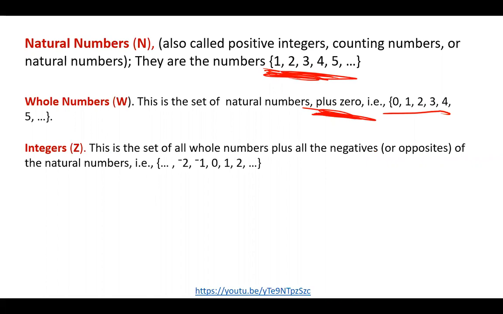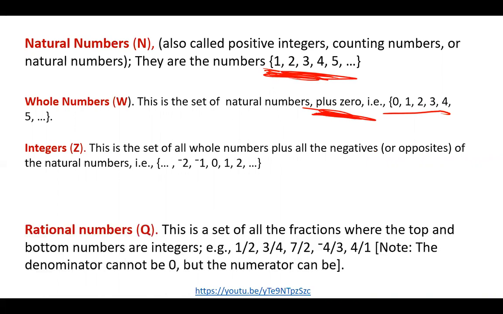And then we have another set of numbers called the set of integers. Integers are simply positive and negative whole numbers, in short. That's all.